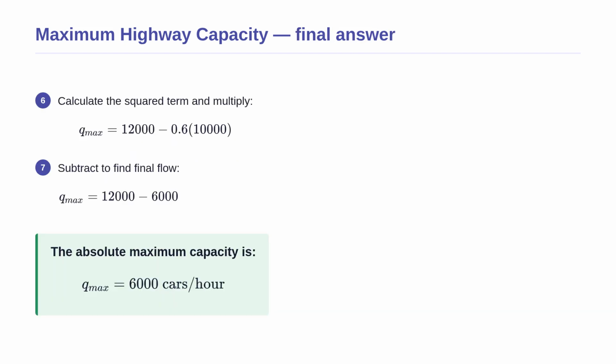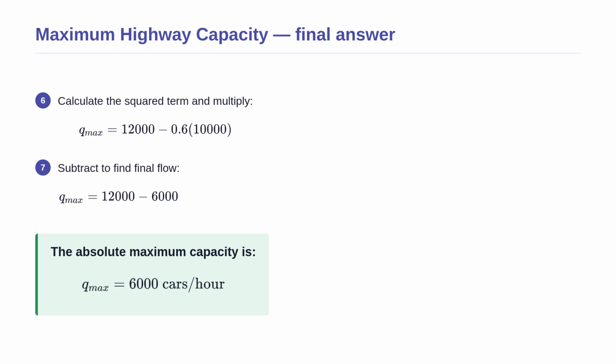Completing the arithmetic, we multiply 120 by 100 to get 12,000 and subtract the second term, which simplifies to 6,000. The final calculation reveals that the maximum capacity of the highway is 6,000 cars per hour. This is the absolute upper limit of what this road can handle.